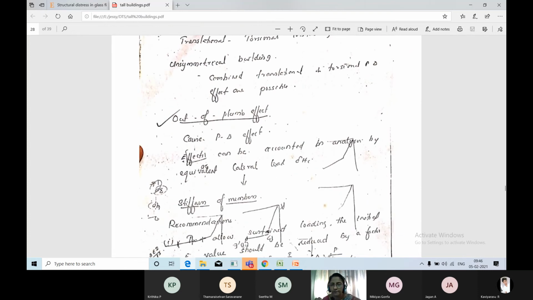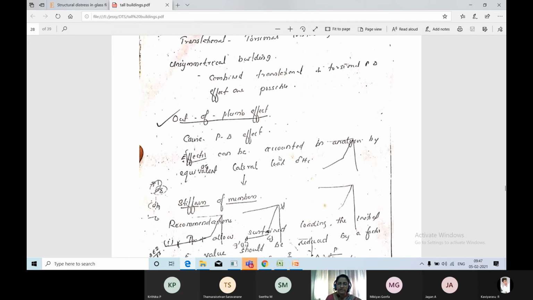Then another one is the out of plumb effect. Out of plumb effect means the vertical alignment of the columns, the vertical elements, has to be maintained. I have seen in our Founders Block building, in our college campus itself, in your library building, during construction there was some out of plumb effect. The columns were not exactly in vertical alignment. When going from the first story to the second story there was some misalignment, which we informed them about and it was corrected. So that is the out of plumb effect.